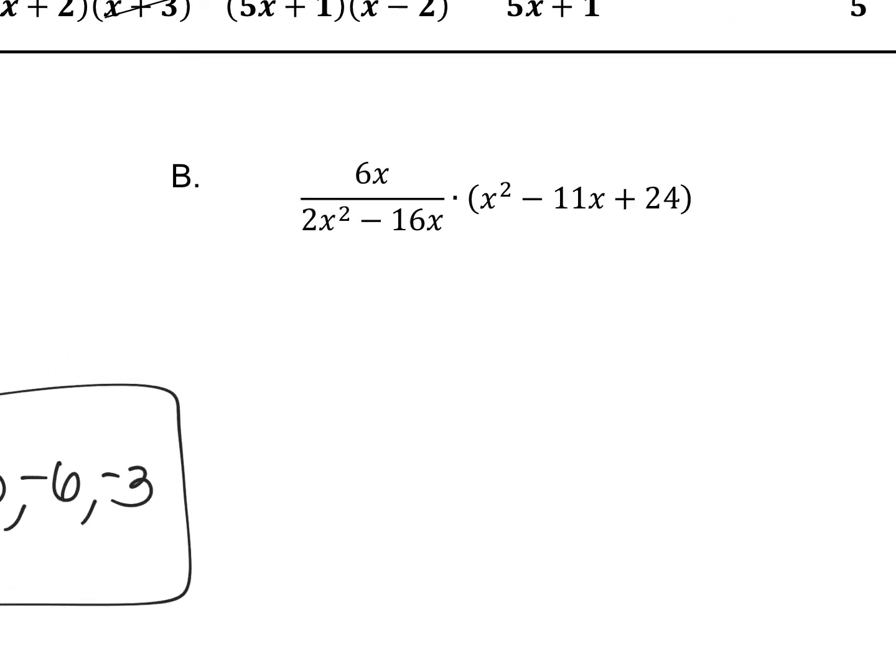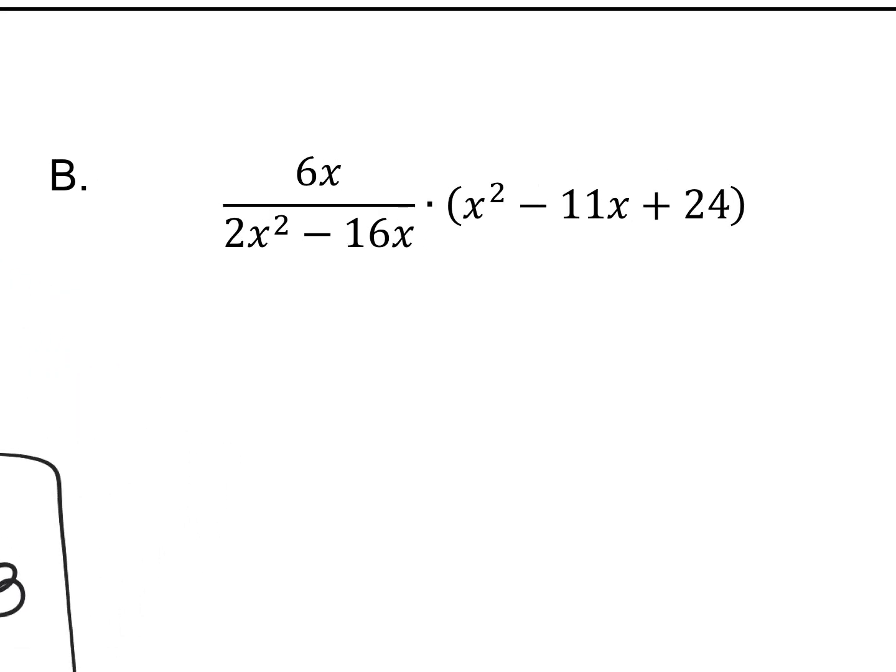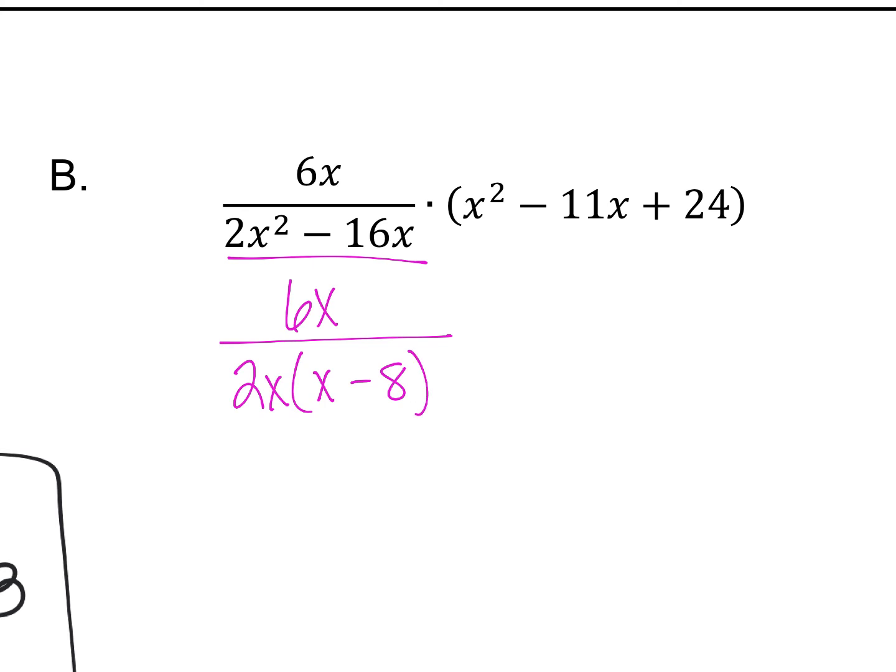Okay, let's try another one. Notice this one, we just have a 6x on top, so we can just leave it as 6x. The GCF of the bottom two, we have a 2x, so that leaves me with x minus 8. And then I'm looking to see if I can factor this trinomial. Notice it's not in fraction form, but I can put over 1. So sum is negative 11, product is 24. So that would be negative 8 and negative 3.